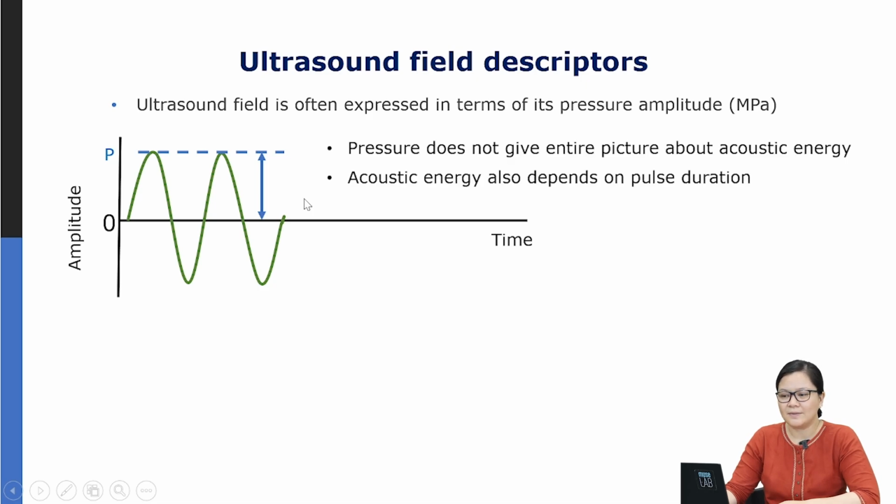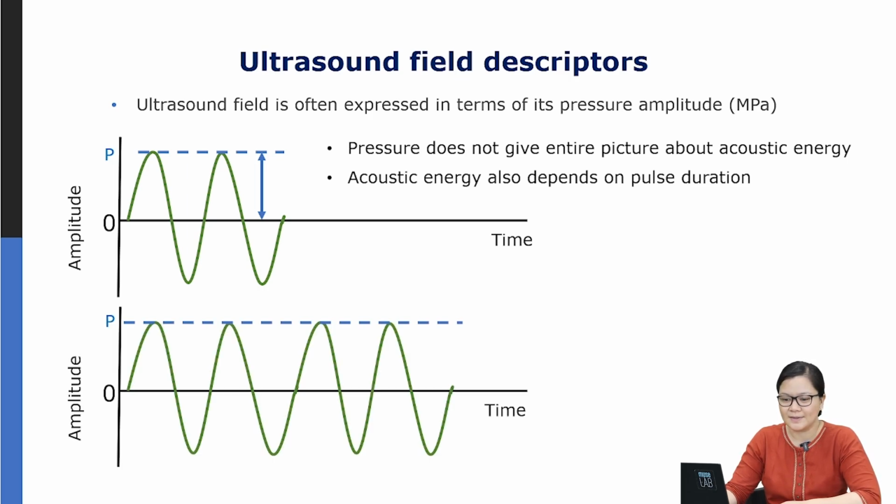As we know, pressure does not give the entire picture of the acoustic energy because the acoustic energy also depends on the duration of the pulse. If we compare these two pulses, the one in the bottom has more cycles compared to the one in the top. They have the same pressure amplitudes, but the one in the bottom will have more acoustic energy.